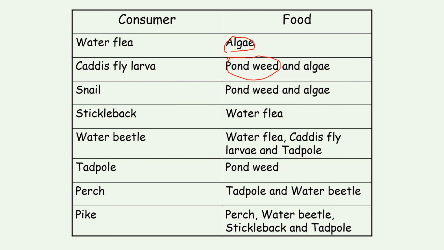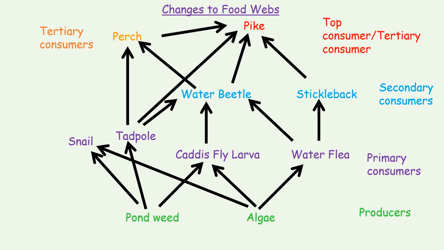So the food web that you should have got is your pondweed and your algae, which are your producers, and then you should have got your water flea, your caddis fly larvae, and your snail all get their energy from the algae. Your tadpole gets its energy from your pondweed, so they would be your primary consumers, and you just take that from the table. Then your secondary consumers that you should have got would have been your stickleback that gets its energy from the water flea. The water beetle also gets its energy from the water flea, and then your water beetle gets its energy from caddisfly larvae, tadpole.